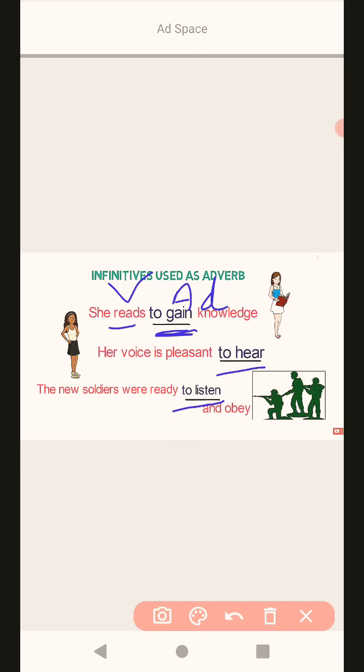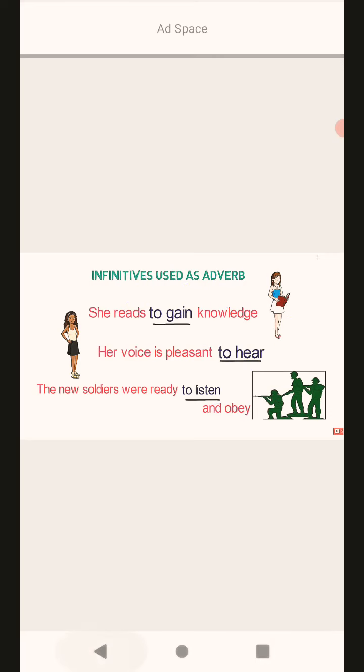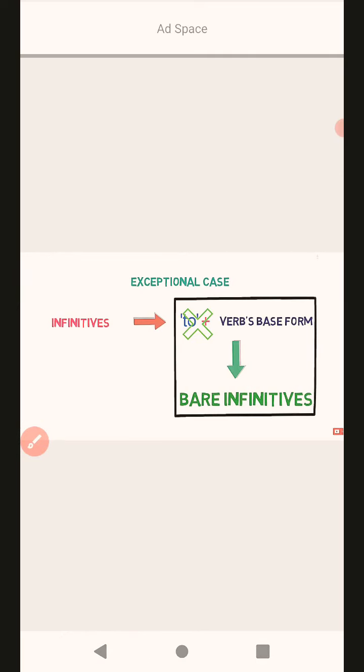In the second sentence, again, her voice is pleasant to hear. Here to hear is giving some information about the adjective pleasant. So any word which gives us some information about the adjective is an adverb. Children, you know very well, an adverb gives information about the verb, adjective, and another adverb. So here, because it is giving some information about the verb and about an adjective, it is used as an adverb here. Fine, children.